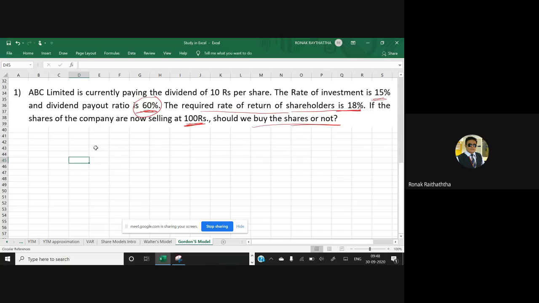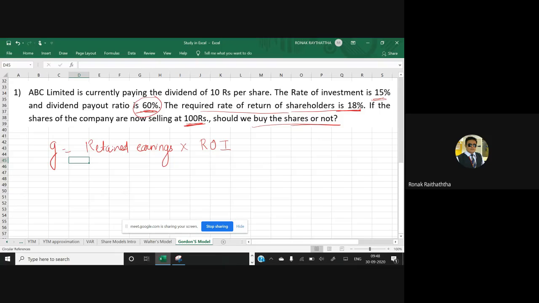Okay, so last time around I had stated that there is a formula of the growth rate of dividend, and the formula of the growth rate of dividend is retained earnings multiplied by ROI, that is rate of return on investment, sorry. So what is this G? That is the growth rate. This is the growth rate expected by the equity shareholders on the shares.